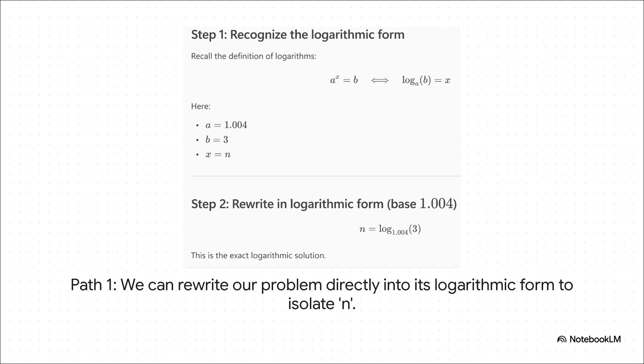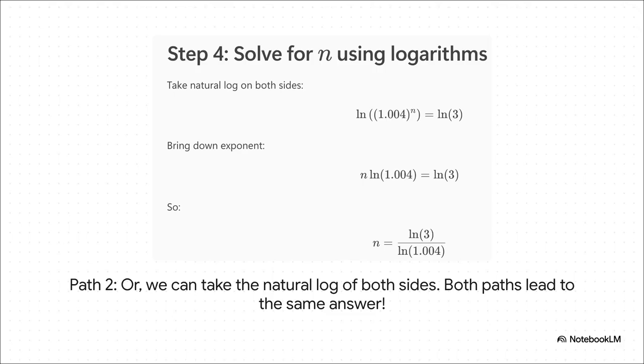We've basically solved it. But wait, there's more. What's so cool about math is there's often more than one way to get to the answer. Check out this second path. There's a rule with logarithms that says you can just take the natural log, that's the ln button on your calculator, of both sides. And when you do that, another magic rule lets you take that exponent n and just bring it down in front. Then all you have to do is divide. And would you look at that? You get the exact same formula for n. Two totally different methods, but they both lead to the same destination.